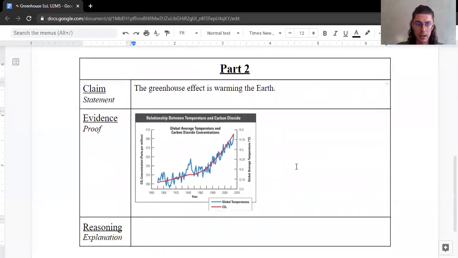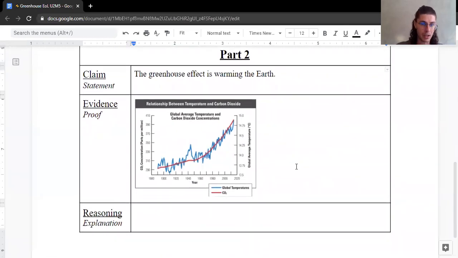The second part is a claim evidence reasoning, a CER like we've done before this year. Now, what's a little different about this CER is that I have already given you your claim. The greenhouse effect is warming the earth. Your job is to provide evidence or proof for this claim and provide reasoning or a clear explanation that connects your evidence to the claim that you have been provided.